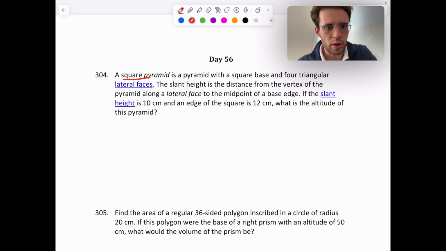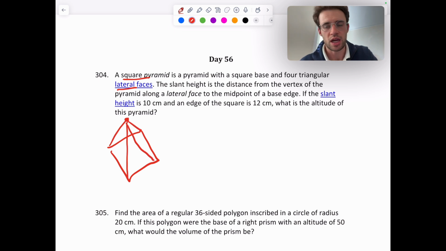So we have a square pyramid, which is a pyramid with a square base and 4 triangular lateral faces, lateral meaning the sides. So we could draw our square and then we'll just do a point up top for them all to connect to. A pyramid is kind of like a prism where you have a shape, except instead of connecting to that same shape lifted up, it's going to be connecting at one point up top. So in this case, it's a square pyramid.